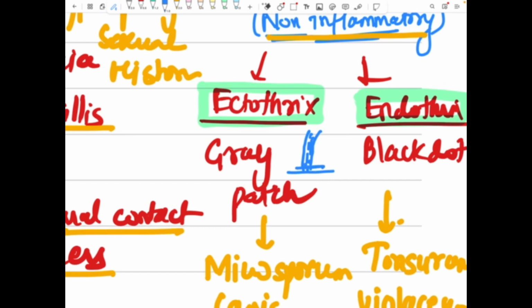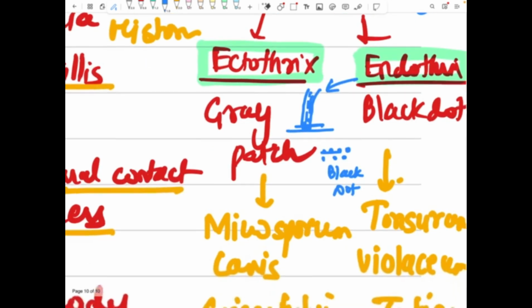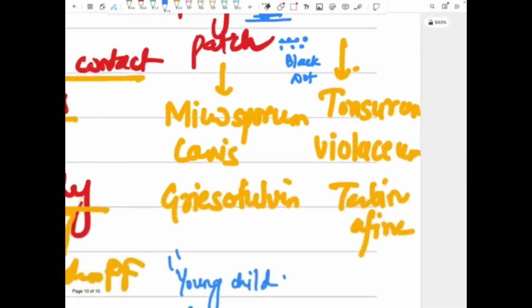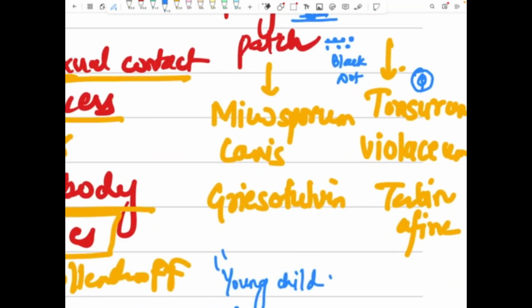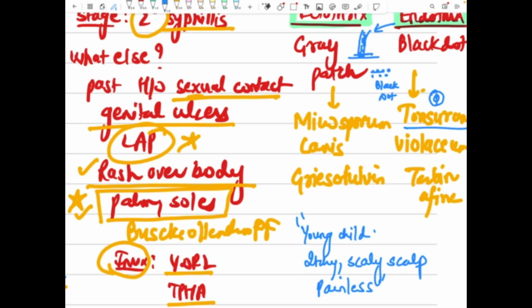When they break off, what do you see? Only small tiny hair stumps left over the scalp, which on cross section look like dots. So it becomes black dot tinea, endothrix. What is the causative organism? Very frequently asked question: it is Trichophyton tonsurans and Trichophyton violaceum. T and V, these are the endothrix. What is the treatment of choice? Again a T, terbinafine is the treatment of choice.